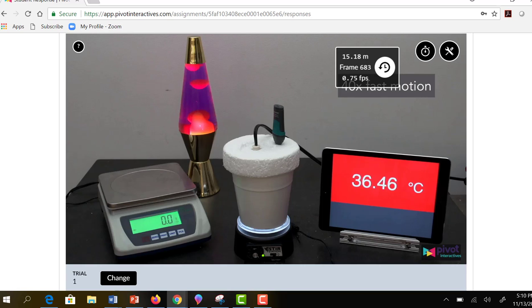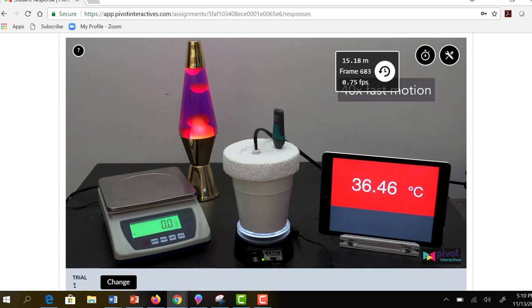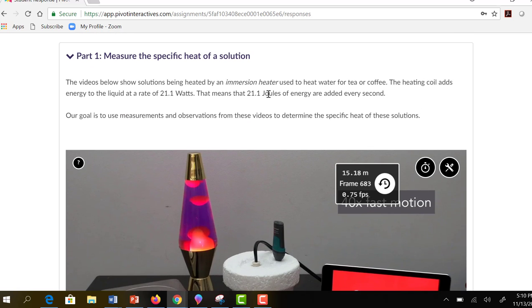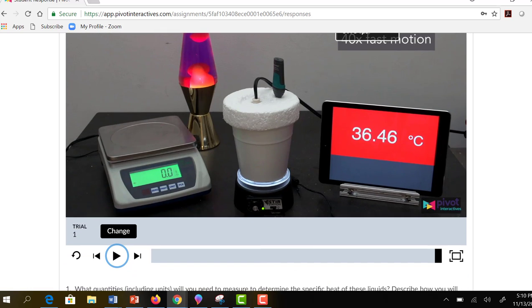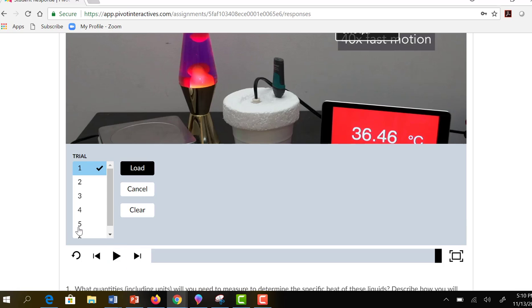minutes. Again, convert that to seconds. So knowing that amount of time and the fact that we're putting in 21.1 joules every second, you can figure out how much heat was added. And from that, you can calculate the specific heat. Okay, and there's 6 different trials here, so you'll have to do all 6 of them. Each of these different samples has a different specific heat.